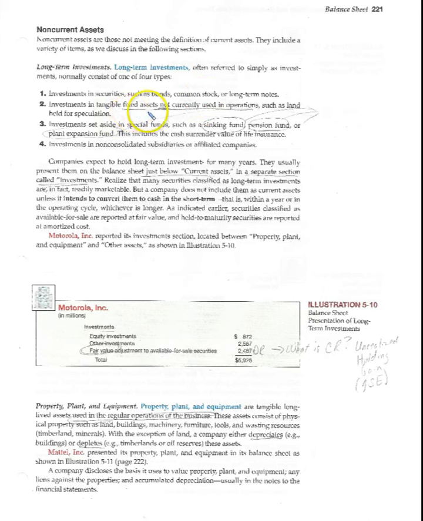Could be tangible fixed assets. Usually the fixed assets are property, plant, and equipment, but if those are not currently used in operations, then it's not property, plant, and equipment. So again, land held for speculation. We don't know what we're going to do with it. We consider it an investment, not an operating asset. Or if we have assets set aside for special funds, like sinking fund, pension fund, plan expansion fund.